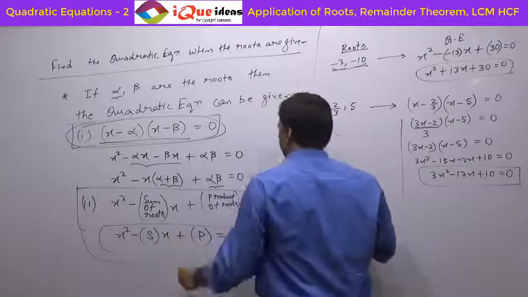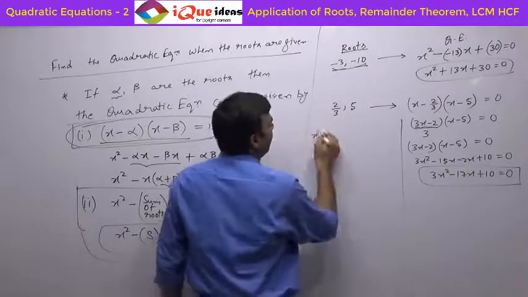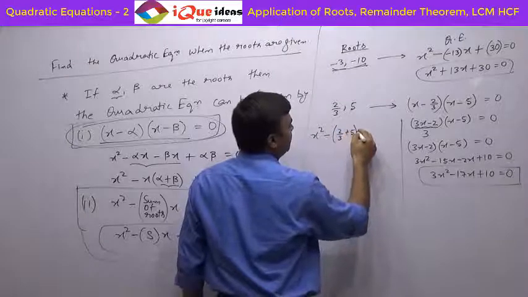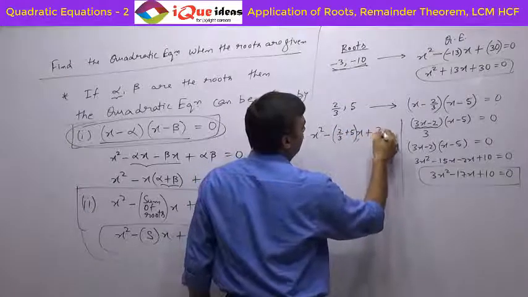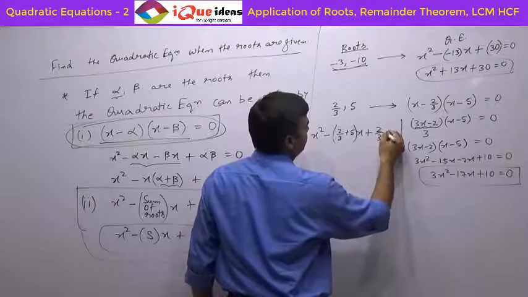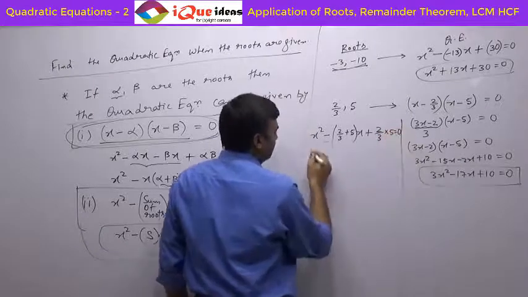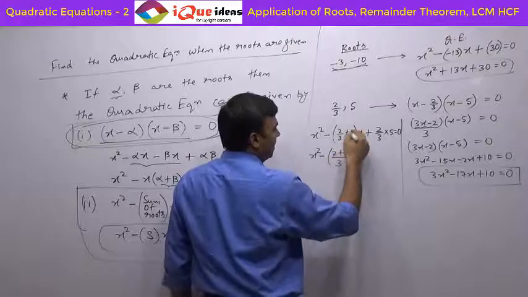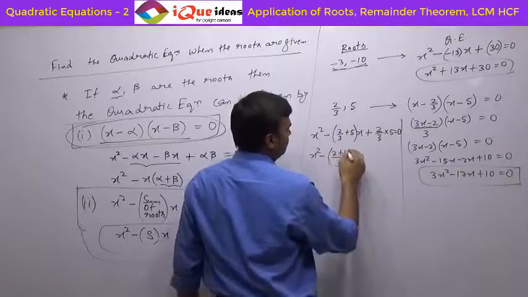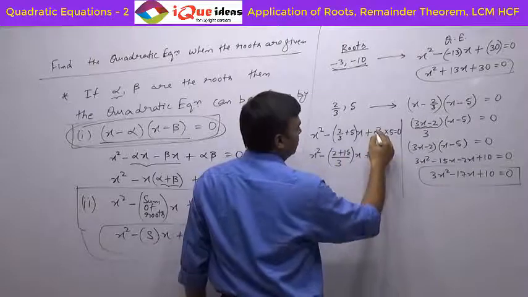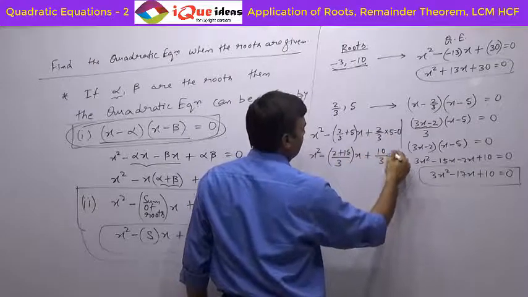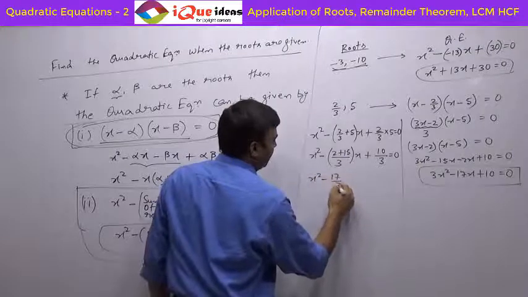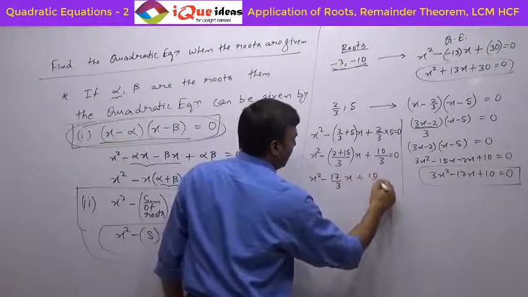If I take the second method, it will be x square minus the sum of roots, which is 2 by 3 plus 5, into x, plus the product of roots, which is 2 by 3 into 5, equal to 0. So this becomes x square minus, if you add, LCM will be 3, it is 2 plus 3 fives are 15, x plus 2 into 5 is 10 divided by 3, equal to 0. Right? So what we have here is x square minus 17 by 3 x plus 10 by 3 equal to 0.